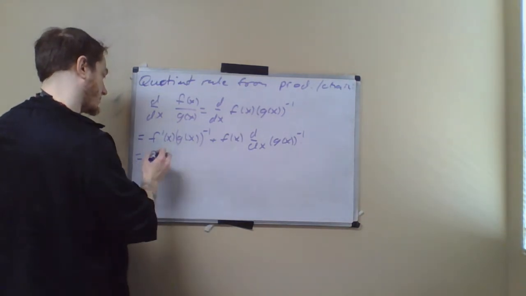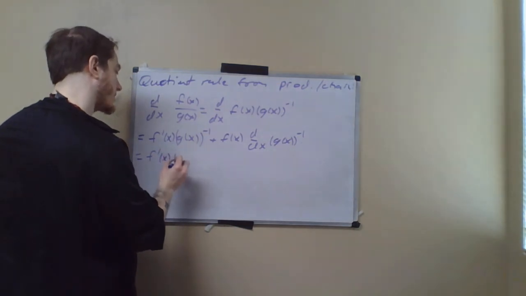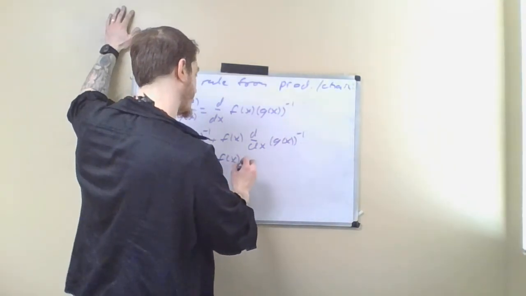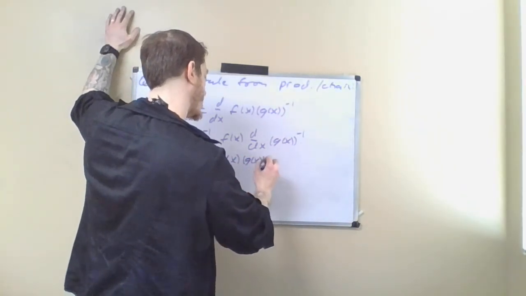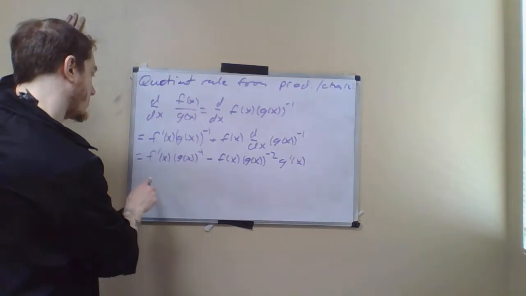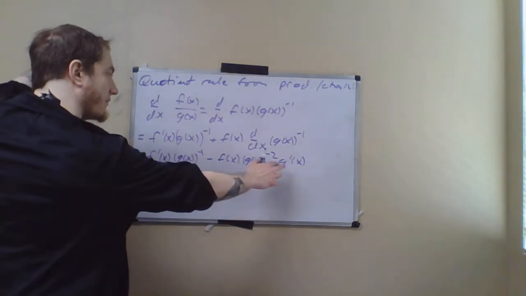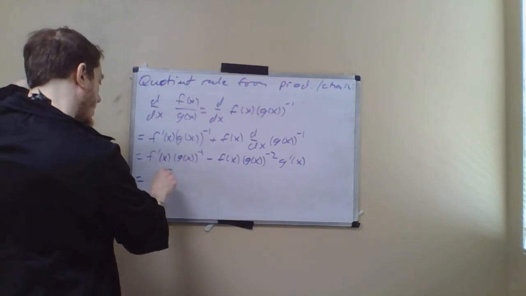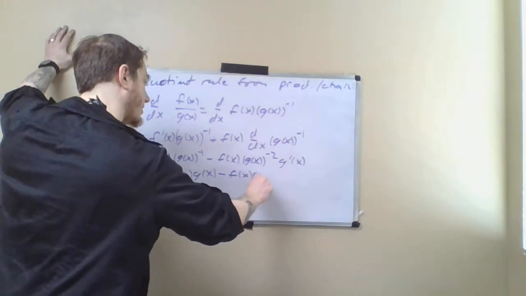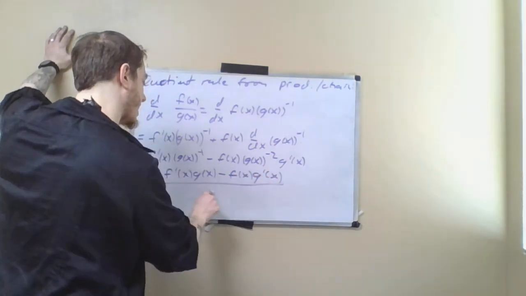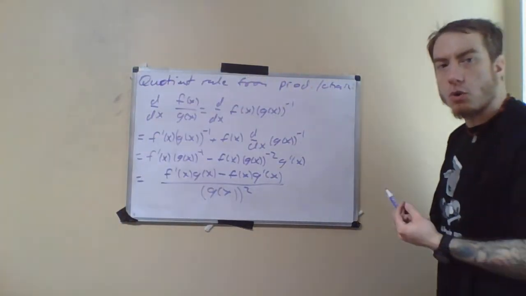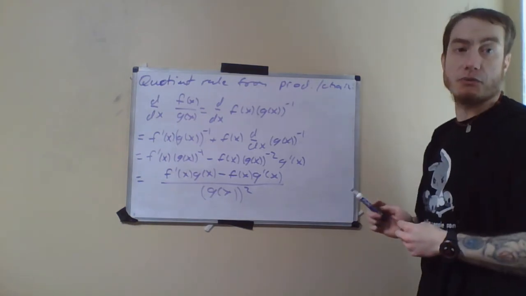Actually, I'm going to leave the x's just because I've been using them so far. That way we don't have any confusion here. g of x to the minus 1. And then we're going to get minus f of x times g of x to the minus 2 times g prime of x. And we can rewrite this as, if I factor out a g of x to the minus 2, this becomes f prime of x, g of x, minus f of x, g prime of x, divided by g of x squared. So actually, once you prove the product rule and the chain rule, you get the quotient rule for free.